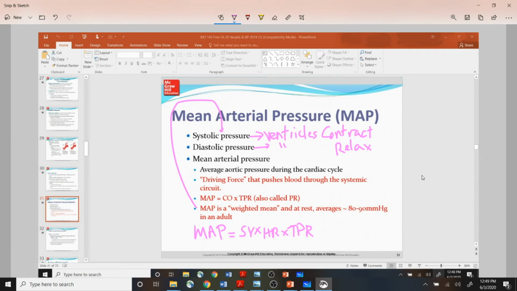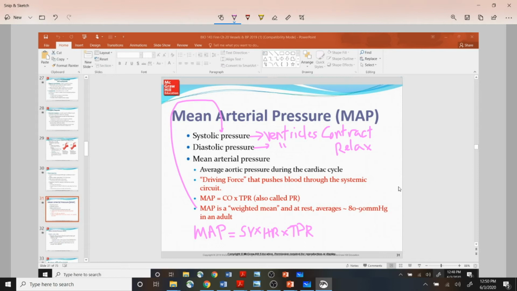So, that tunica media and some of those larger elastic arteries help to keep propelling the blood. It can absorb some of the pressure when the ventricles are contracting and shooting blood out the aorta into the rest of the blood vessels. And then as the ventricles are relaxing, we get this recoil and it keeps that blood flowing.